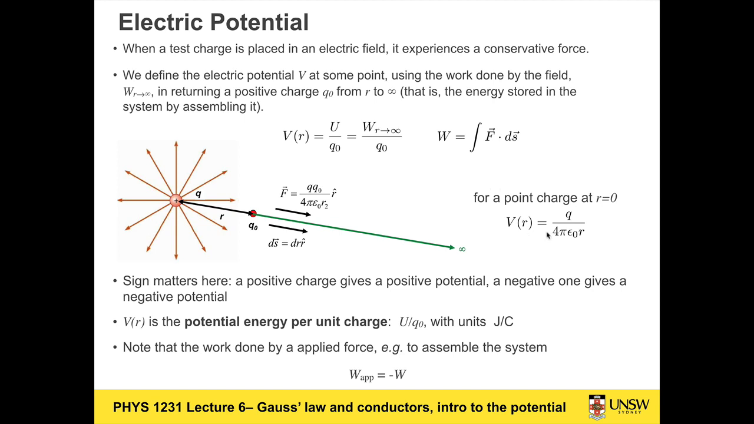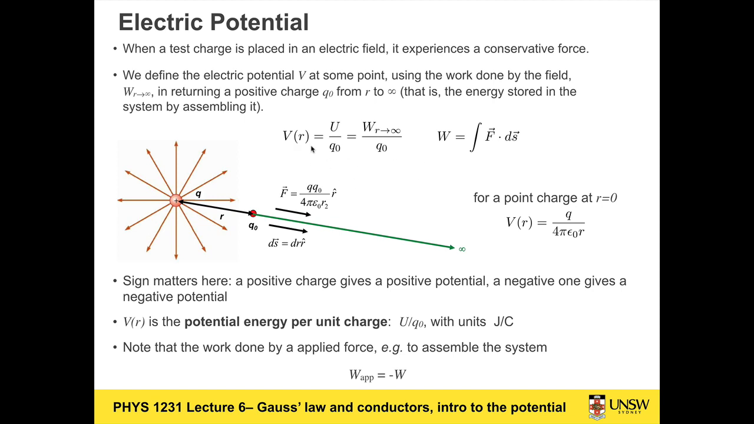So we showed, for example, that the electric potential is just the potential energy divided by some test charge Q0, and you can think of that as the work done by the field in returning a positive charge Q0 from R to infinity. That is, it's the energy stored in the system by assembling it. So we imagine we had to bring this charge in from infinity to some point, and that took some energy, some potential energy. That energy is now potential energy.